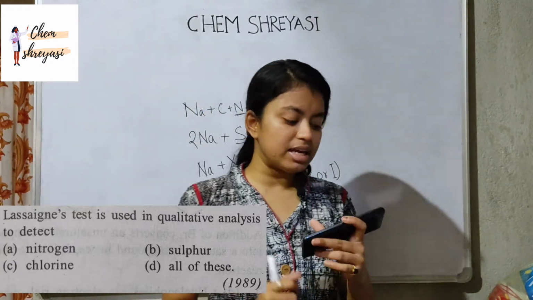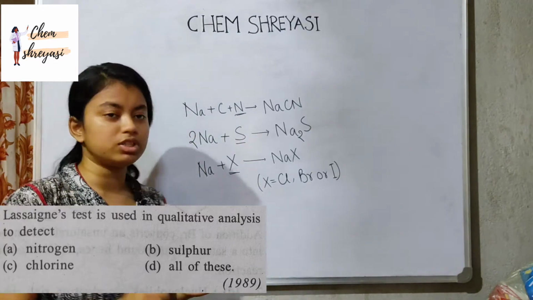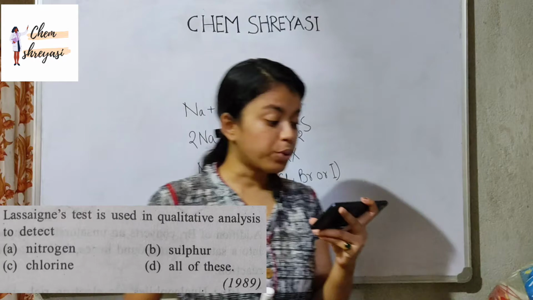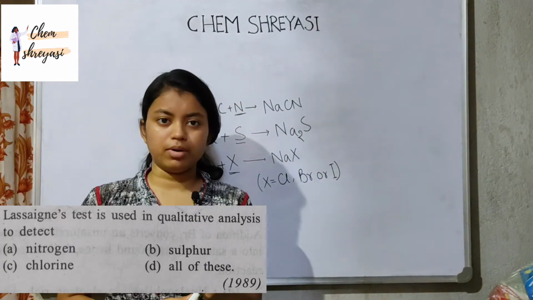So from this we can easily understand that the Lassaigne test can be used for the qualitative detection of nitrogen, sulfur and halogen. So option D is the right answer, which says all of the above.